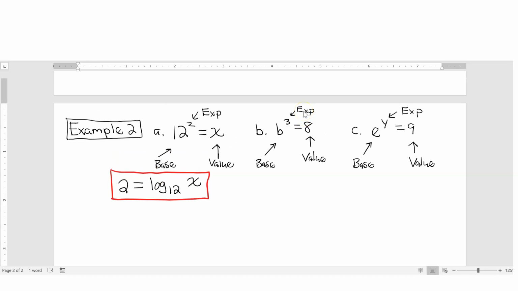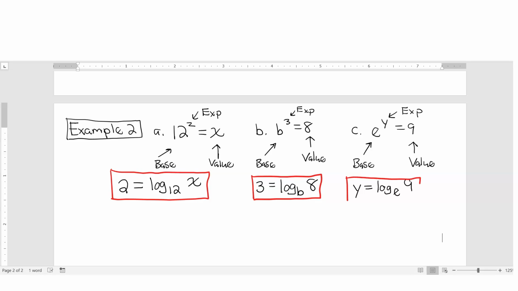In part B, our exponent is 3. And that will be log to the base b. And again, I'll write that in subscript. And here, the value is 8. And then in part C, the exponent is y, and it will be log to the base e, and the value is 9. So in any of these problems, whether you're converting from logarithmic to exponential form or exponential to logarithmic form, carefully identify your three pieces when you put it in the appropriate form.